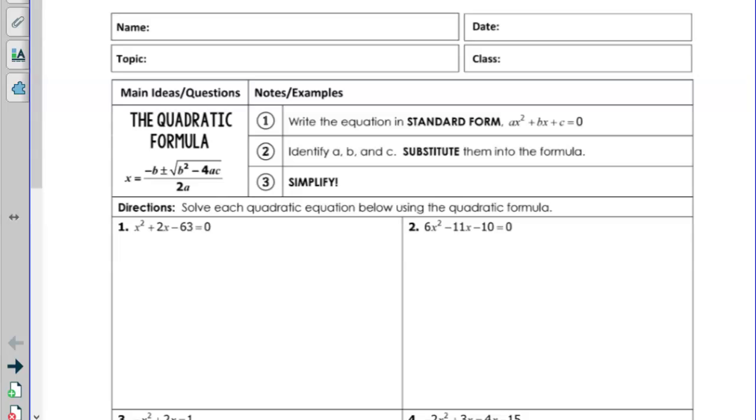We're going to identify what A, B, and C is, and then we're going to substitute them into the formula. You have your formula written out right here, but of course you have it memorized after listening to those songs.